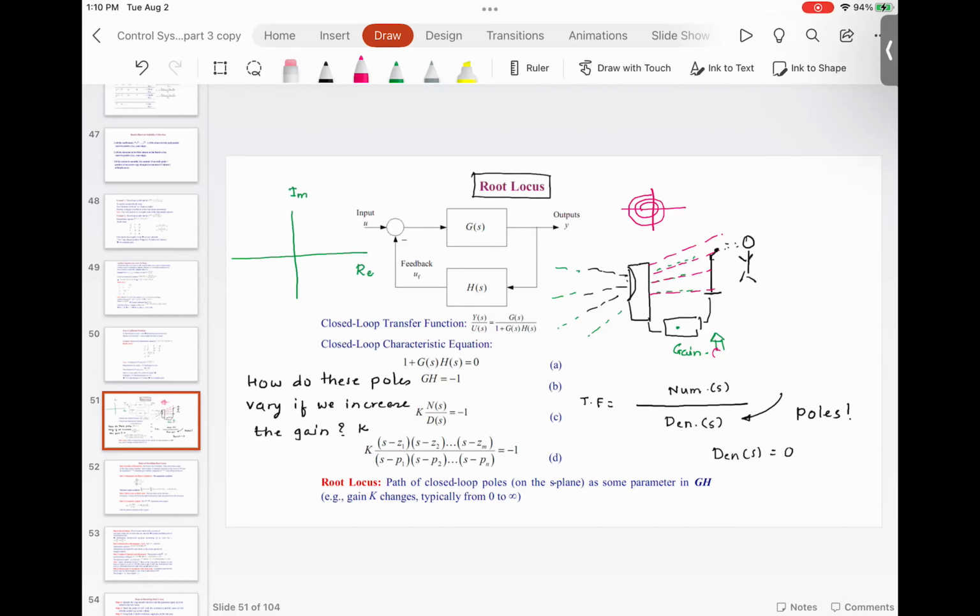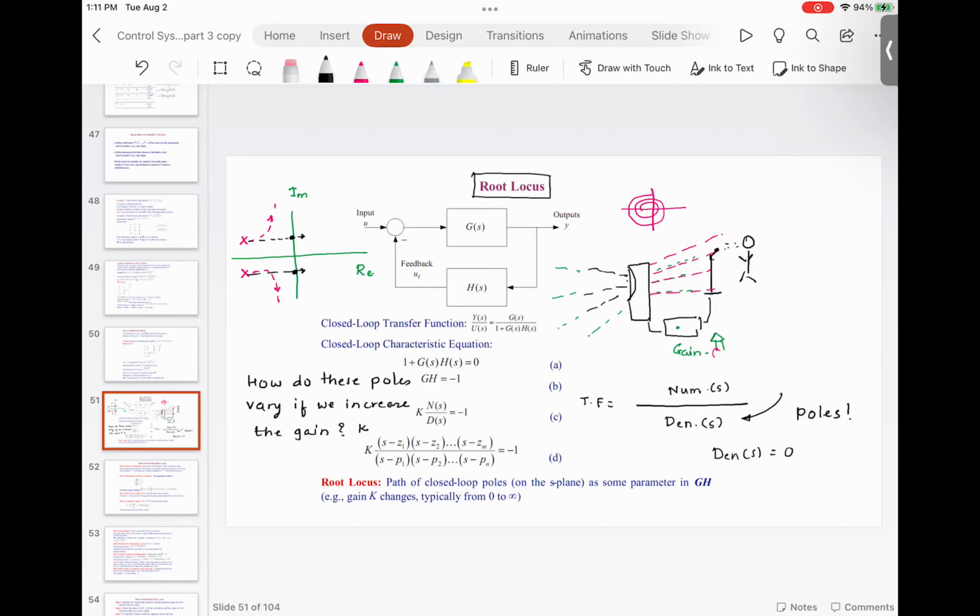So say initially, if the gain is zero or very small, let's say our poles are over here. As we increase the gain, the closed loop transfer function changes. As the closed loop transfer function changes, these poles start traveling. Depending upon the transfer function, the poles may travel something like this, or in certain cases, travel like this. But as soon as the poles cross the imaginary axis, the system becomes unstable.